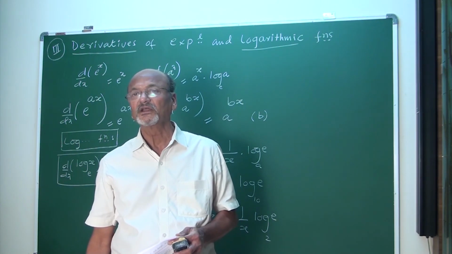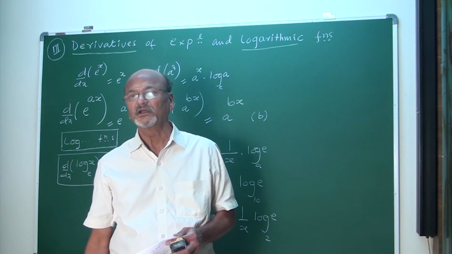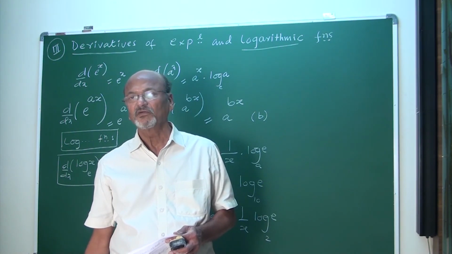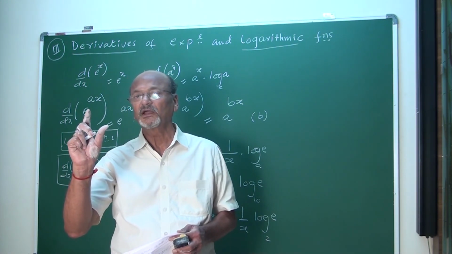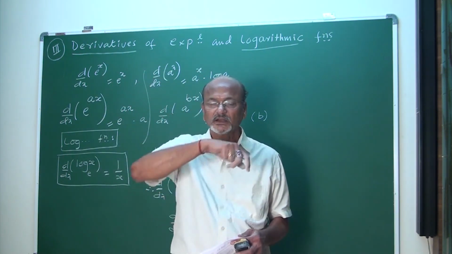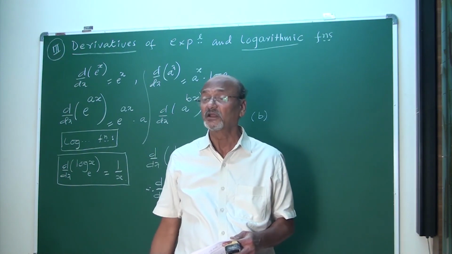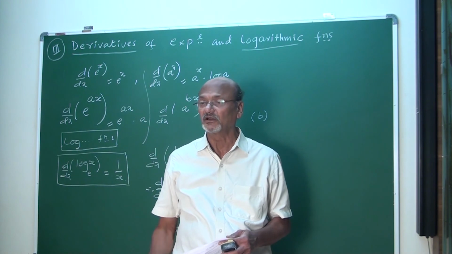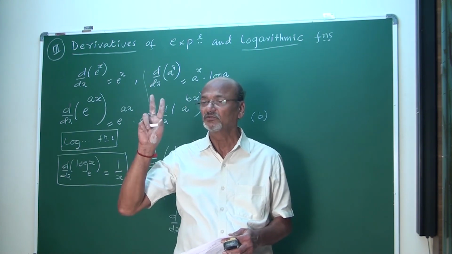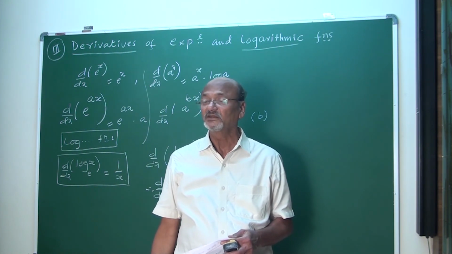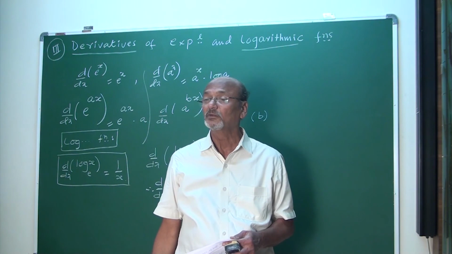Then x to the power n: the derivative of x to the power n is n into x to the power n minus 1. If it is k into x to the power n, you have to multiply the coefficient to each power: kn into x to the power n minus 1. Next, 1 upon x to the power n is minus n upon x to the power n plus 1. One more when it is in the denominator, one less when it is in the numerator. Same way, k upon x to the power n is minus kn upon x to the power n plus 1.